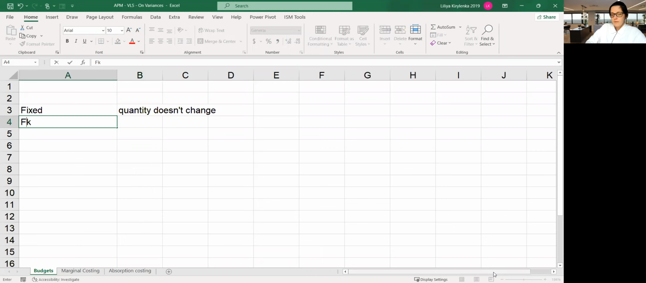Flexed budget is the budget that takes into account the actual items produced.